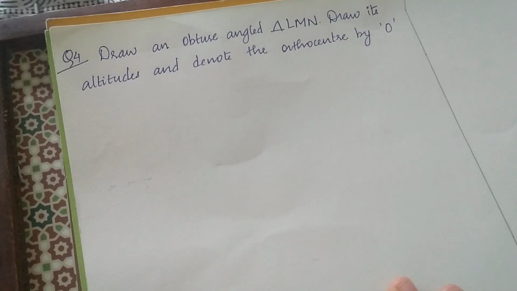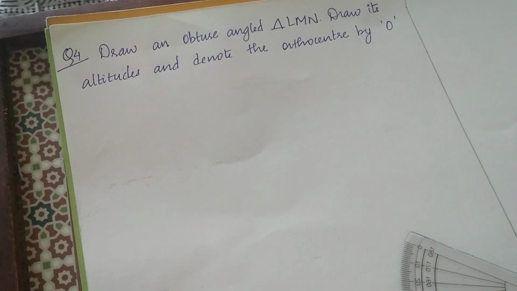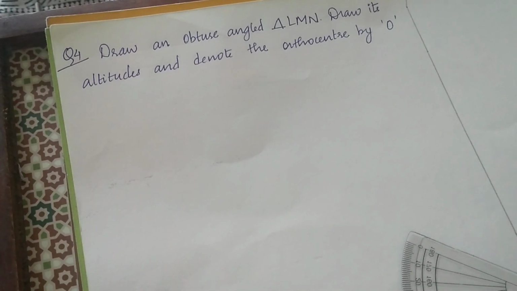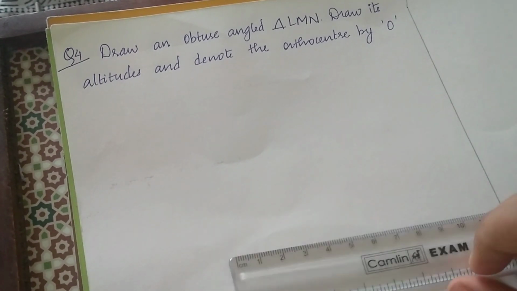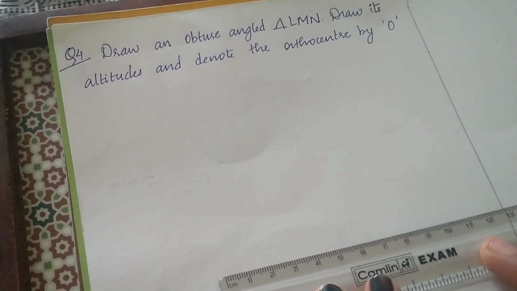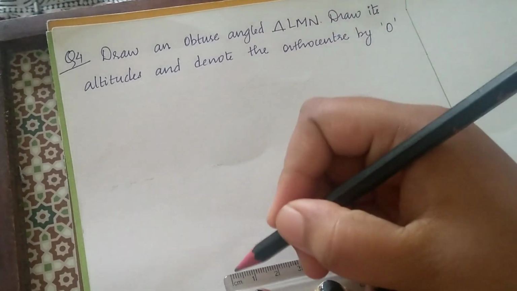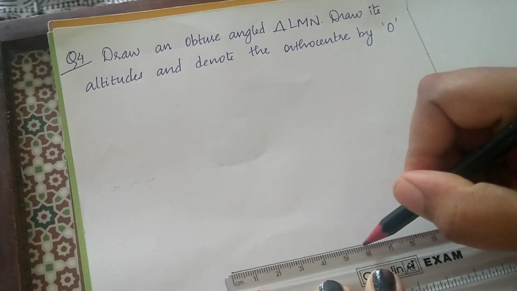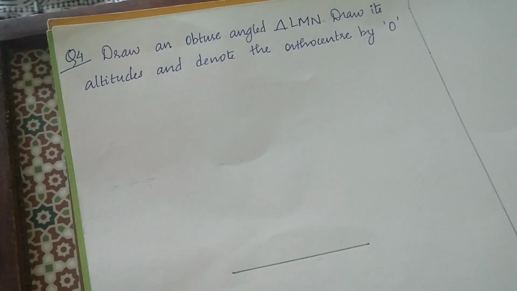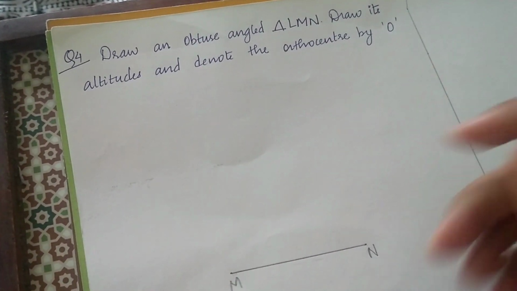Now we'll see how to draw an obtuse angle triangle, and with that we have to show the altitudes. So how are we going to do it? The same way as I showed for the acute angle, take any measurement of your choice. Suppose I'm taking 6 centimeters here. So draw a segment. We'll name it as MN. That is what is asked in the question.